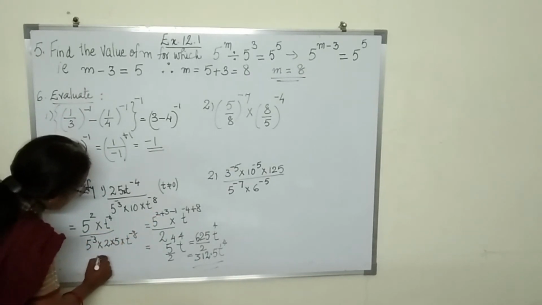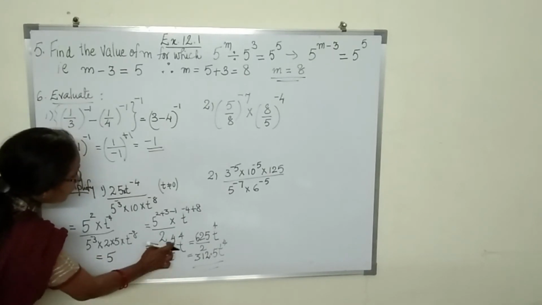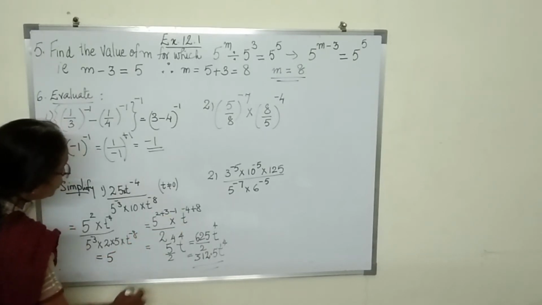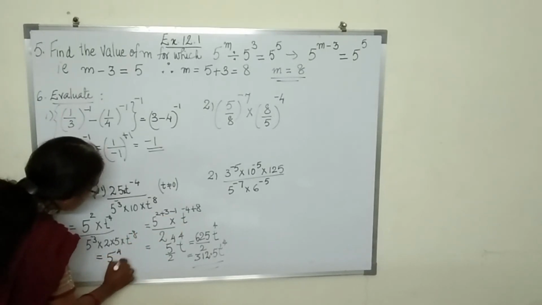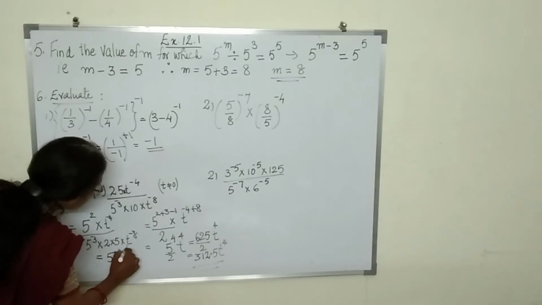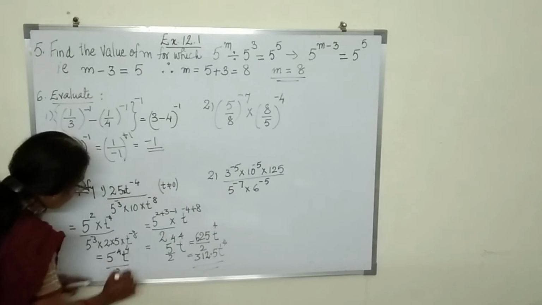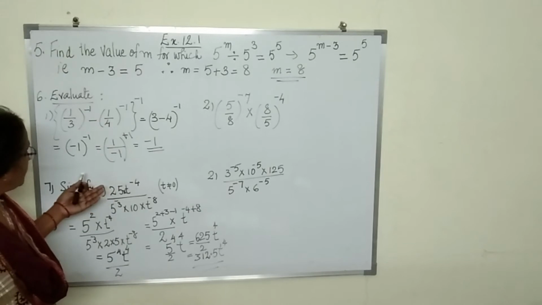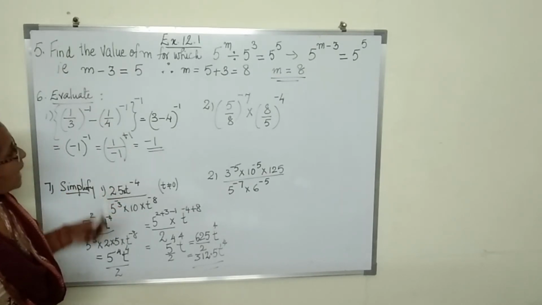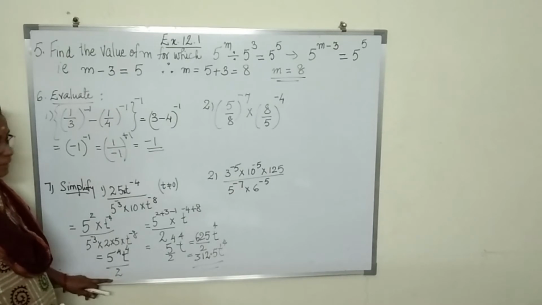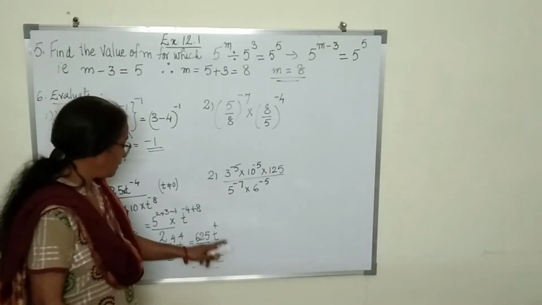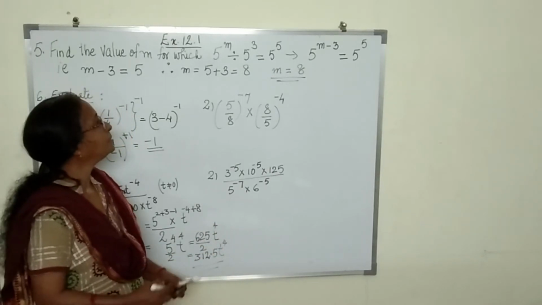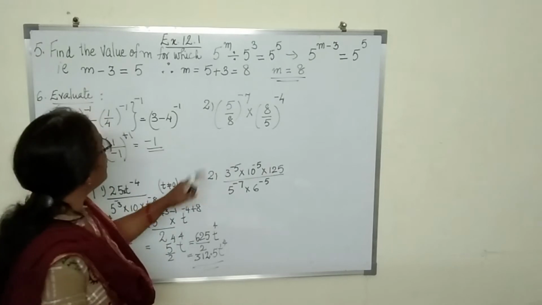You see here, it is 5 raised to 4, 2 plus 3, 5 minus 1, 4. 5 raised to 4 t raised to 4 upon 2. If you wish to stop here, you can stop, depending upon the question. If they ask you to write the answer in exponential form, you can stop here. If they ask you to write the answer in whole number form or decimal form, you can write in this way.